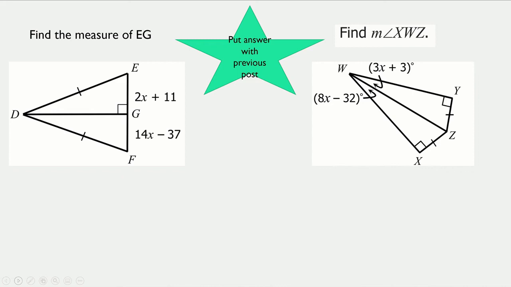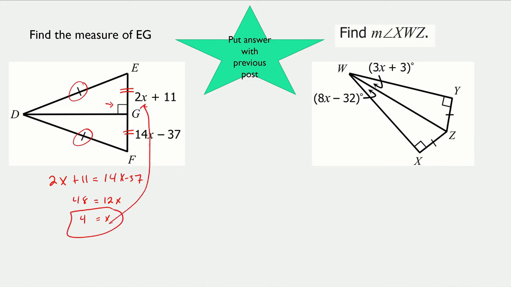So I hope you actually paused the video. And so here we have the converse of the perpendicular bisector theorem, right? So we start that the two sides are congruent, perpendicular there. That's telling me that these two sides are also congruent. So to solve for x, we're going to set those two equal to each other. Subtract 2x, add 37, divide by 12, and we get x to be 4.